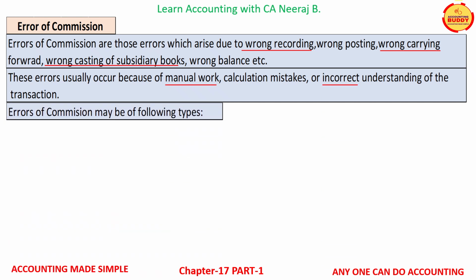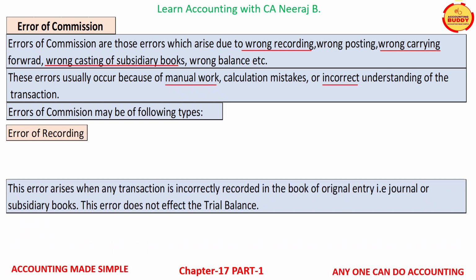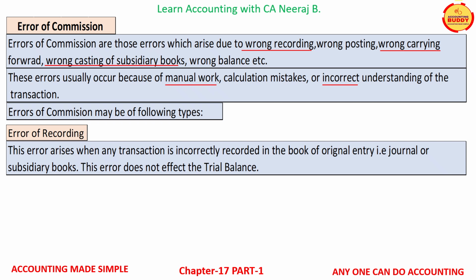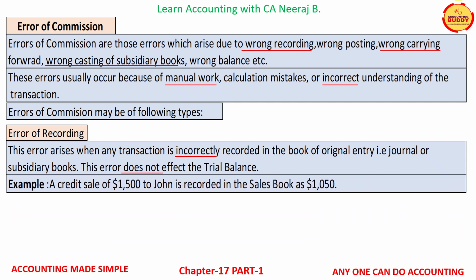Errors of commission may be of the following types. Error of recording. This error arises when any transaction is incorrectly recorded in the book of original entry, that is, the journal or subsidiary book. This error does not affect the trial balance. Let us further understand error of commission with an example.